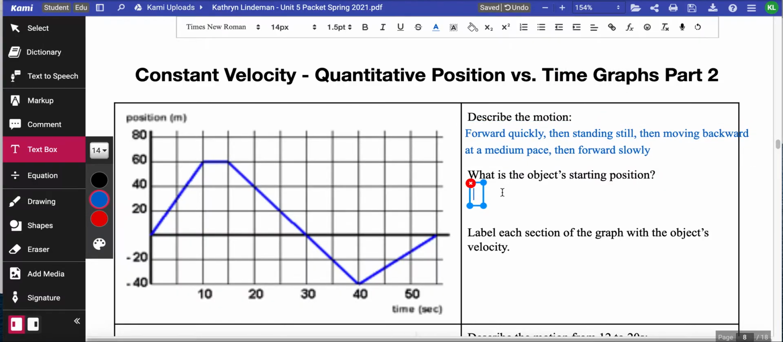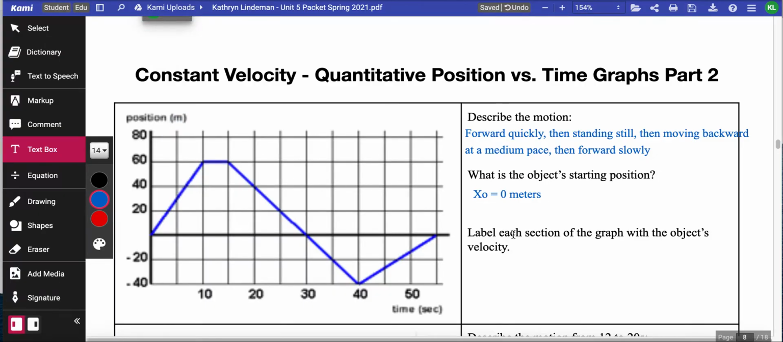Okay, what is the object's starting position? For starting position, we just look at this right here. So we look at the y-intercept. So our y-intercept, or x naught, is equal to 0 meters. Okay, and I get meters from my unit up here.